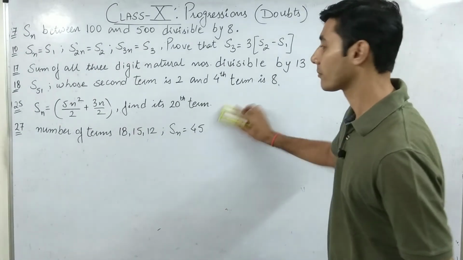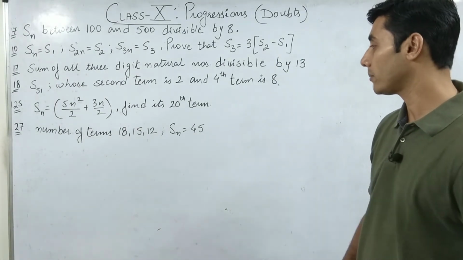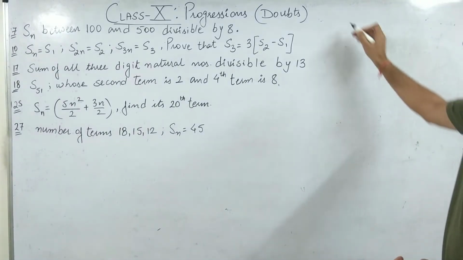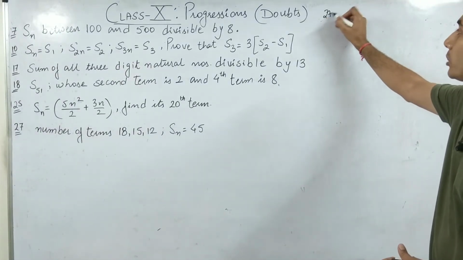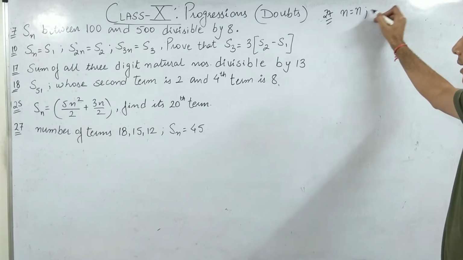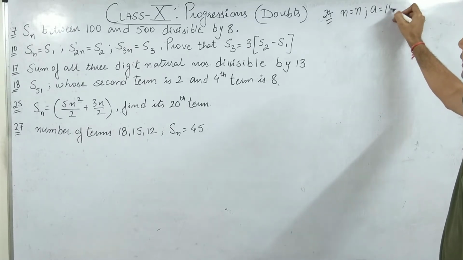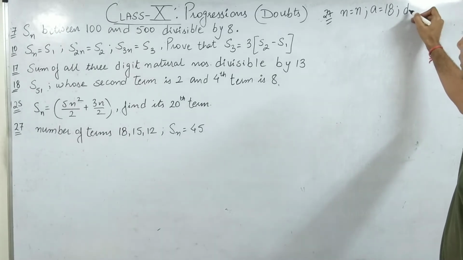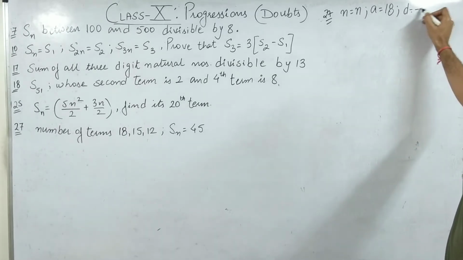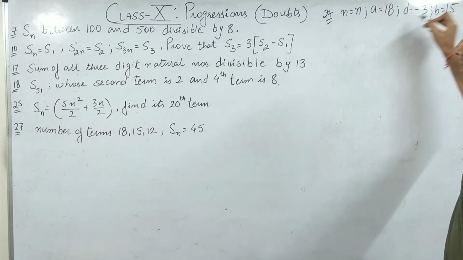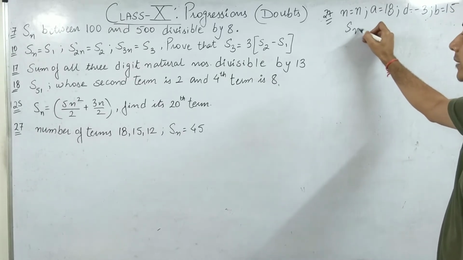Okay, then comes question number 27. Once again, guys, it's the same question. You need to find out the number of terms, so n you have to find. The value of a is given as 18. d is 15 minus 18, which comes out as minus 3. The second term is 15, and Sn is given as 45.